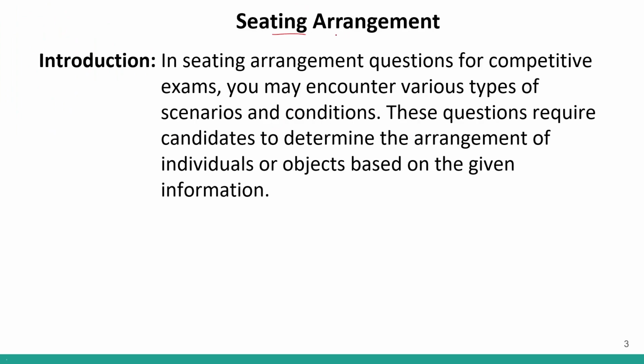As the name suggests, we basically have data about four people, five people, up till 9, 10, 11. Also sometimes, about the number of people and how they are sitting in a row, maybe around a table, maybe in a park, and we have to arrange that data. So these questions require candidates to determine the arrangement of individuals or objects based on the given information. Very simple.